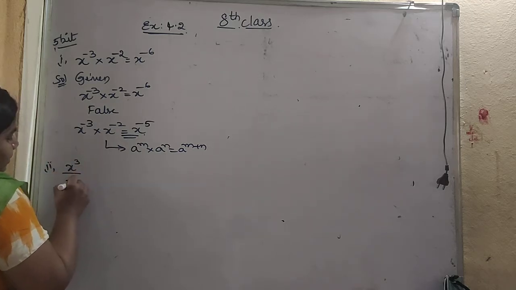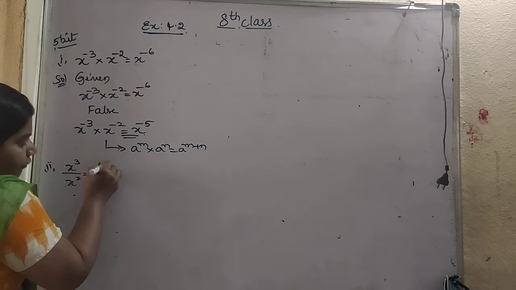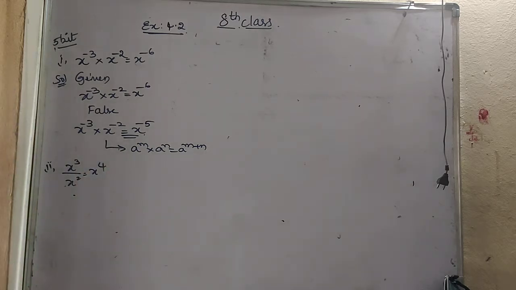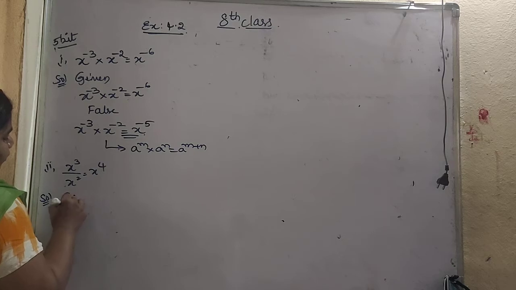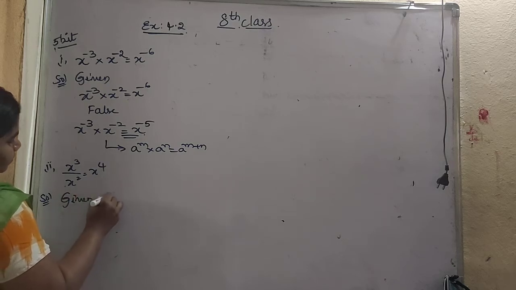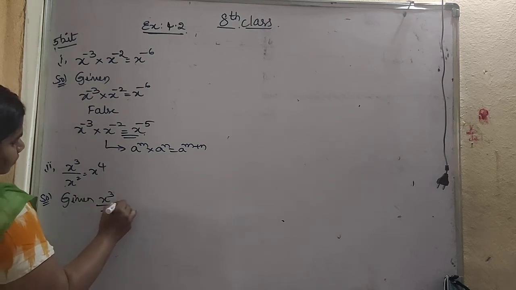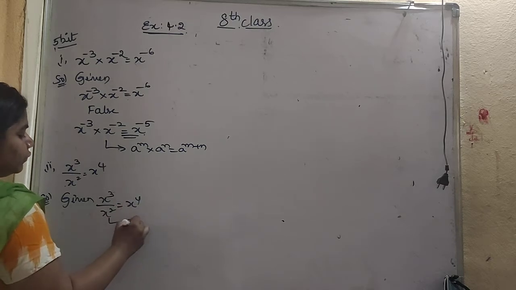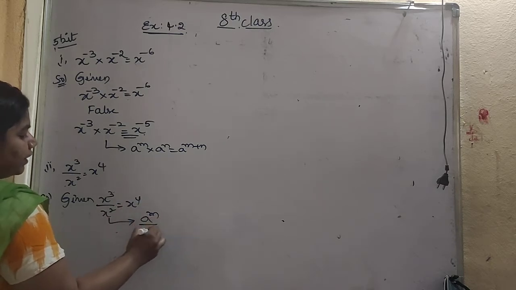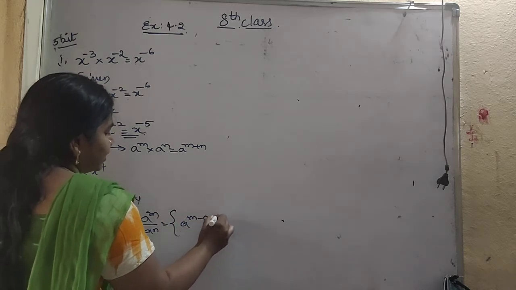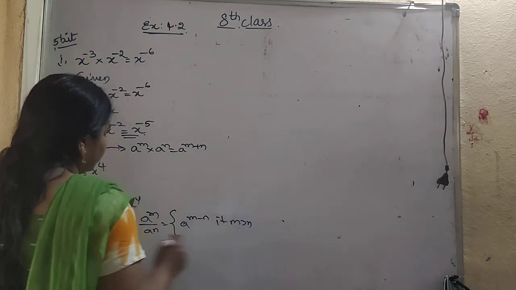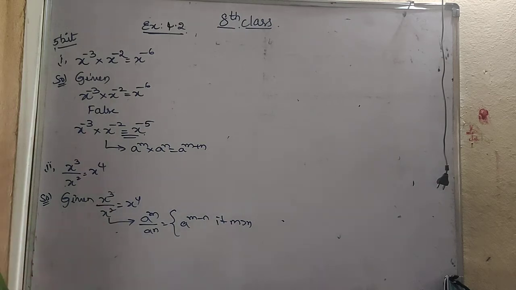x cube by x square is equals to x power 4. So if he solves x cube by x square, he got the answer as x power 4. This is in which form? This is in the form of a power m by a power n, that gives rise to a power m minus n if m is greater than n. So here the m value is greater than the n value.